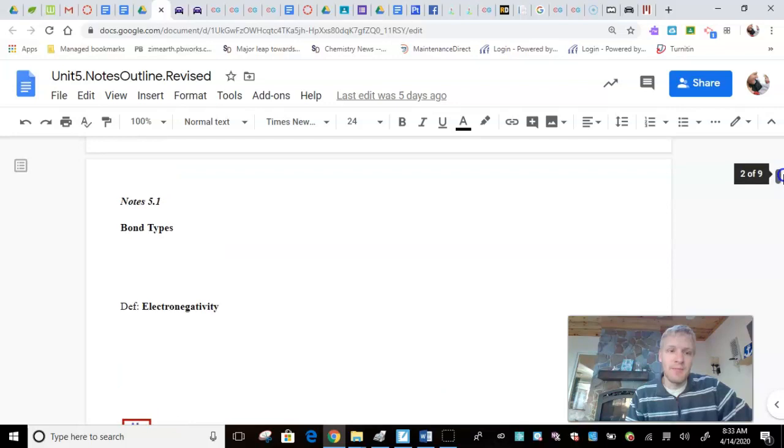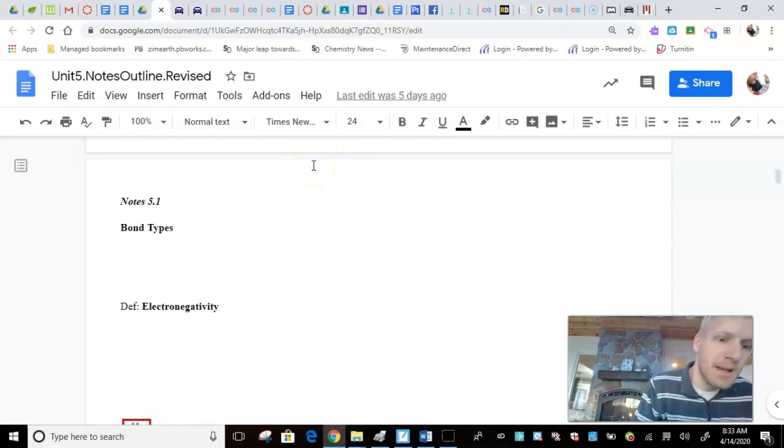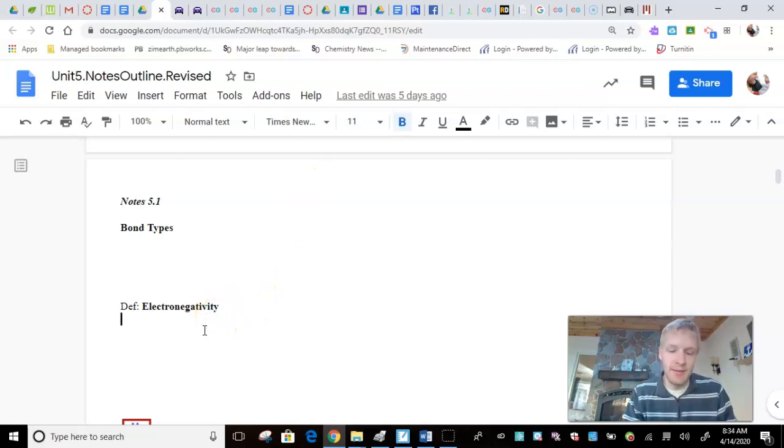Scrolling down. So in order to talk about bond types, it all has to do with electronegativity, which is an atom's ability to draw electrons towards itself. So we could write that down. Ability to draw electrons towards itself.